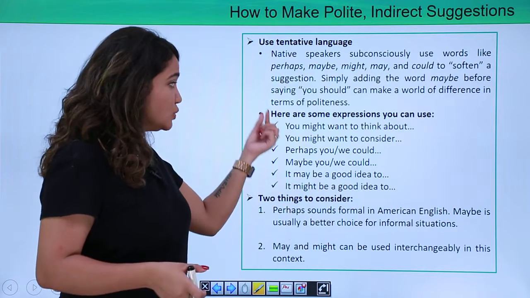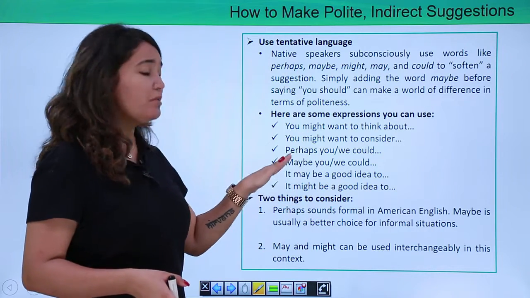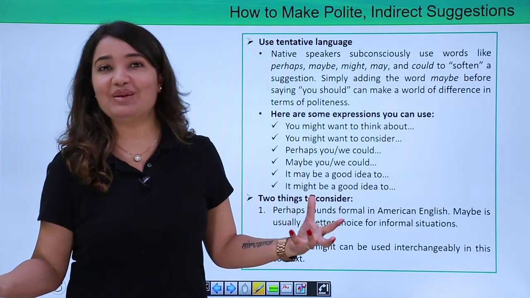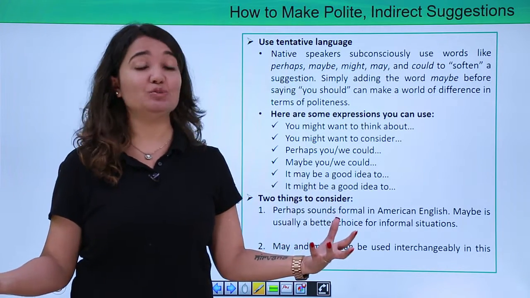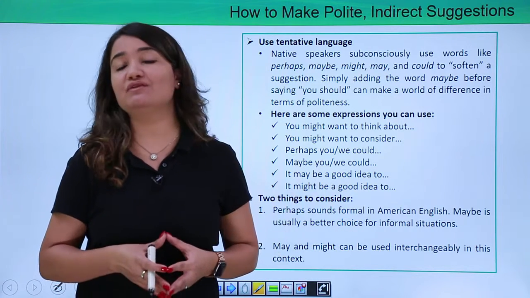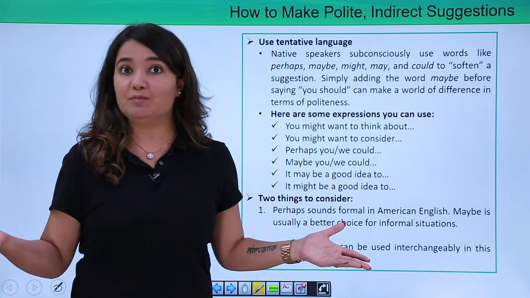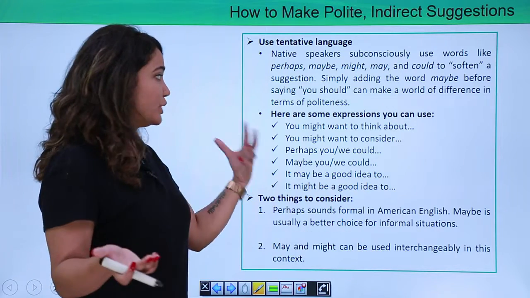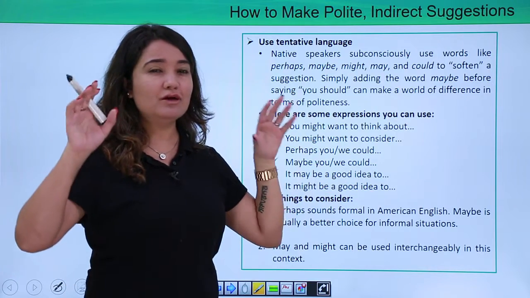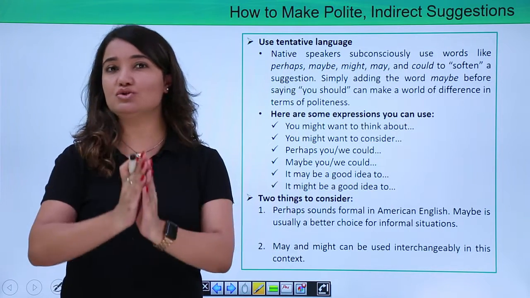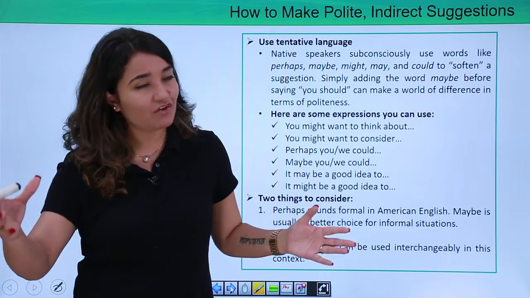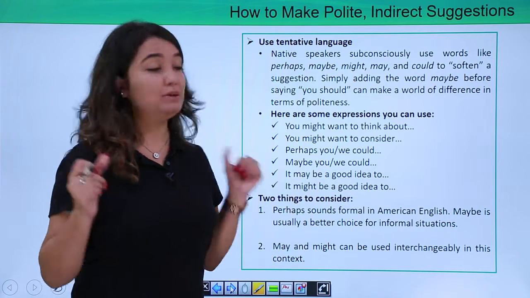When you use these words like might, may, perhaps, maybe, you're not making it sound like an order, and when you don't make it sound like an order, the chances of it getting immediately refuted are eliminated. So it sounds more like "I think this should happen." It sounds like a very polite suggestion, which most people welcome.